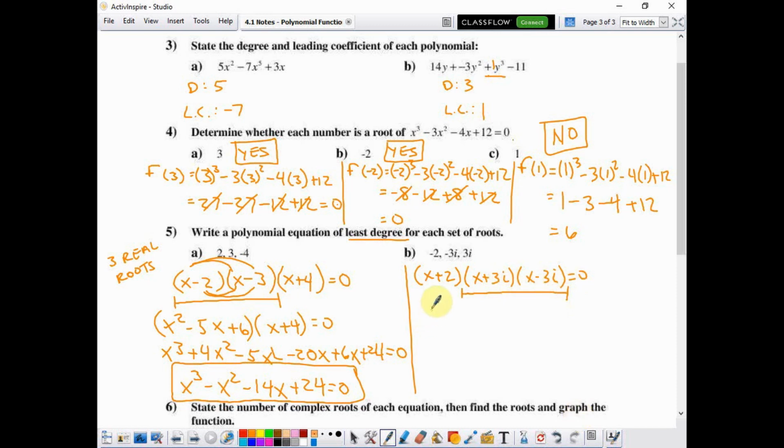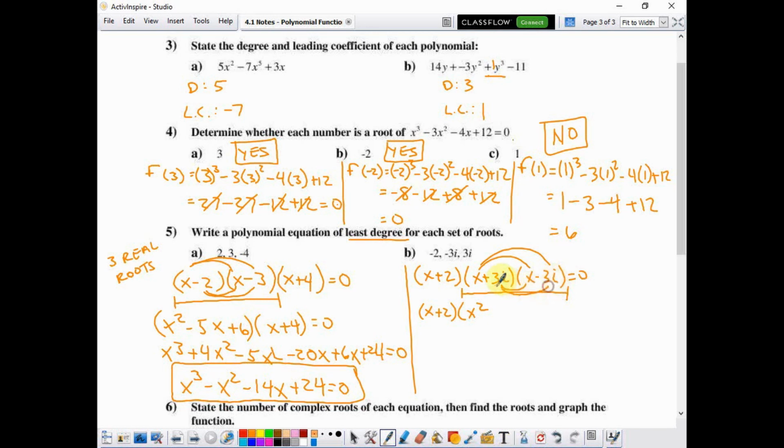So I'm going to leave that x plus 2 right where it is. I think it's just going to be easier if we deal with these first. If you want to deal with these 2 first, fine, but this is going to be easier. So I've got x times x, it's x squared. X times negative 3i is minus 3i times x, then plus 3i times x, and those actually just cancel each other out.